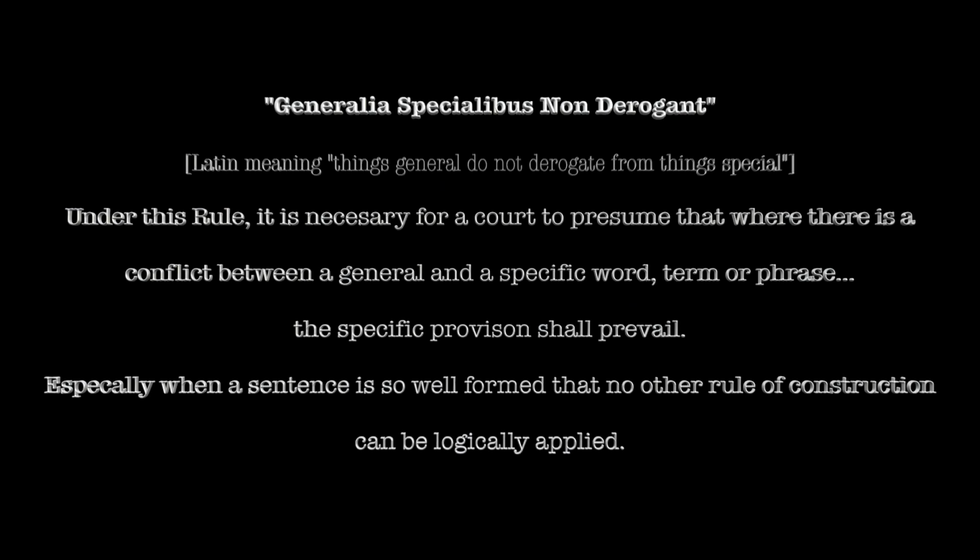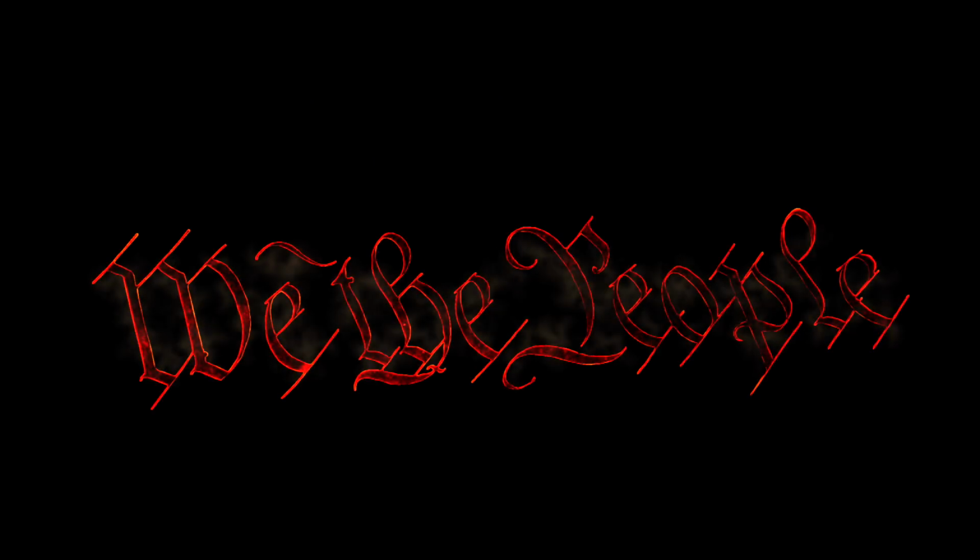Generalia specialibus non derogant. Latin means things general do not derogate from things special. Under this rule, it is necessary for a court to presume that when there is a conflict between a general and a specific word, term, or phrase, the specific provision shall prevail, especially when a sentence is so well formed that no other rule of construction can logically be applied.